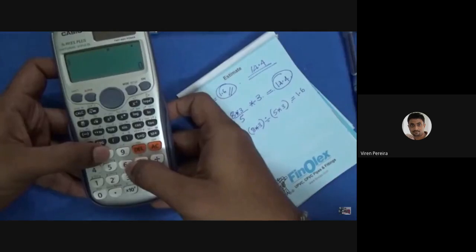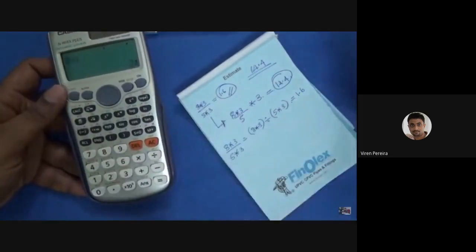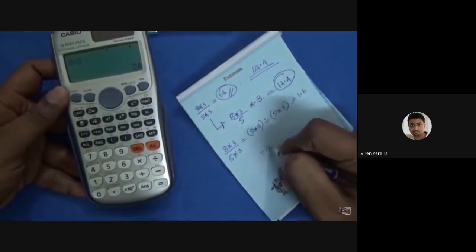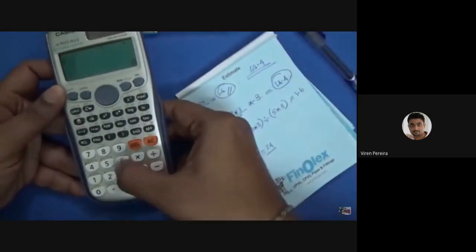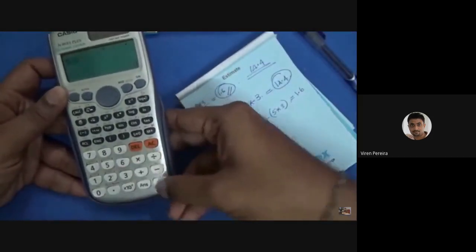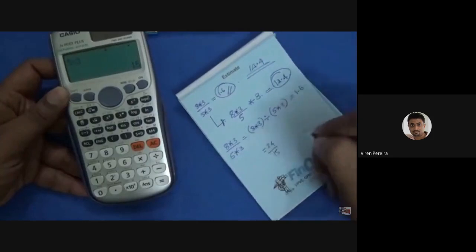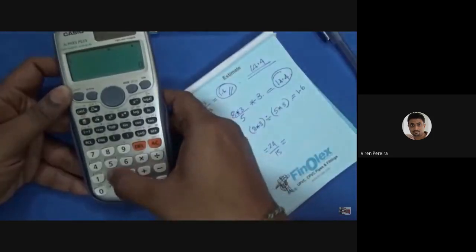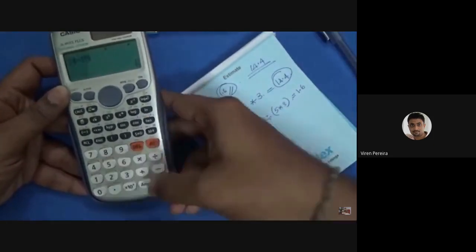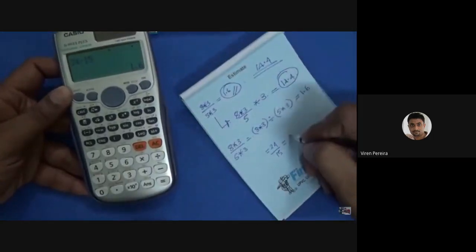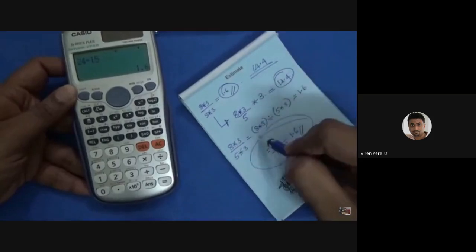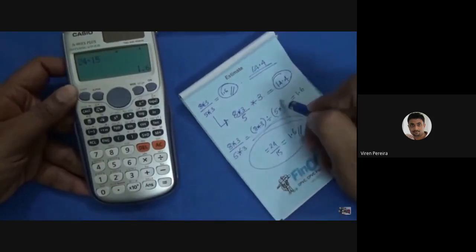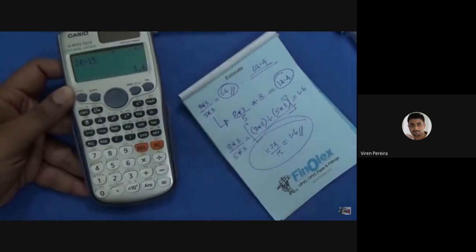You could even go for the conventional method, that is 8 into 3, and you get the value 24, divided by, then press AC again, and 5 into 3, and you get 15. So 24 divided by 15, and you get 1.6. But this method is tedious. You could just get it in one step by using this methodology.